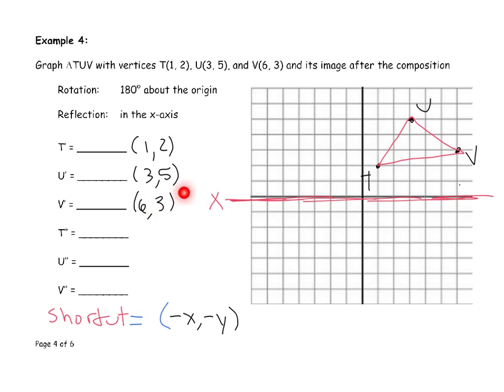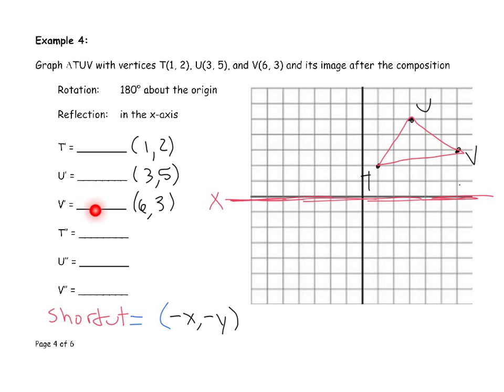So these are the original points. Here's your shortcut, which means basically you're just making the x the opposite and the y the opposite, okay? That will give you your brand new coordinates for your primes. Then, after you've done that, that's your rotation of 180 degrees.